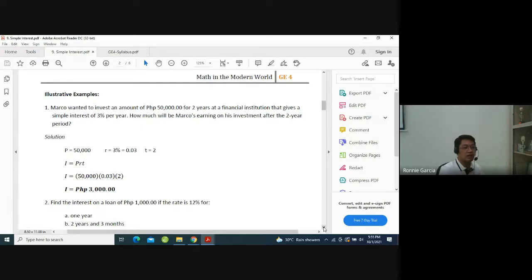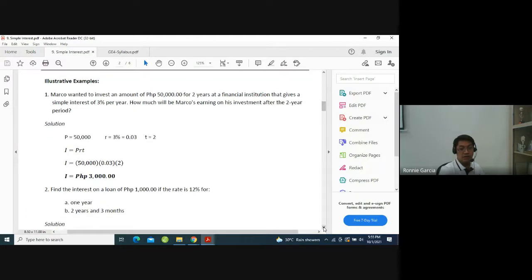Okay, it's already 5:55. I will explain the problem so you can understand. The question asks for interest, so you have to use the formula I = PRT, but you have to use the correct values for P, R, and T. The amount of loan is 1,000 pesos, so that will be our P. The rate is 12%, so that is 0.12. That is our R. For letter A, the value of T is 1.